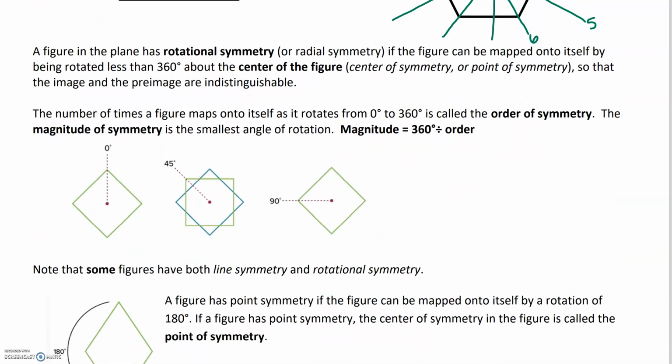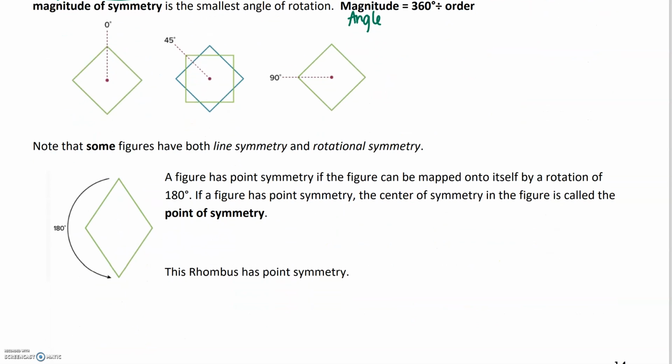All right, rotational symmetry, or radial symmetry, maps onto itself when rotated less than 360 degrees. So if we go all the way around 360 and get back to our figure, that does not have rotational symmetry. It has to match up in less than 360. The number of times that the figure maps onto itself within that 360 degrees is called the order. Order is our number of times. And we can find what's called the magnitude, or degree, or angle, by taking 360 and dividing it by the number of times that it maps onto itself, and that's the degrees.